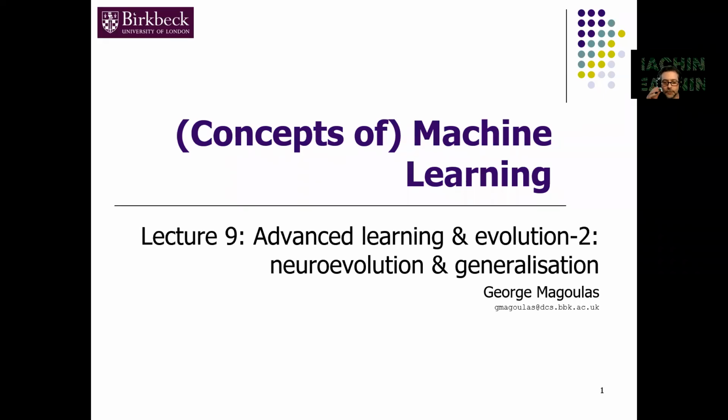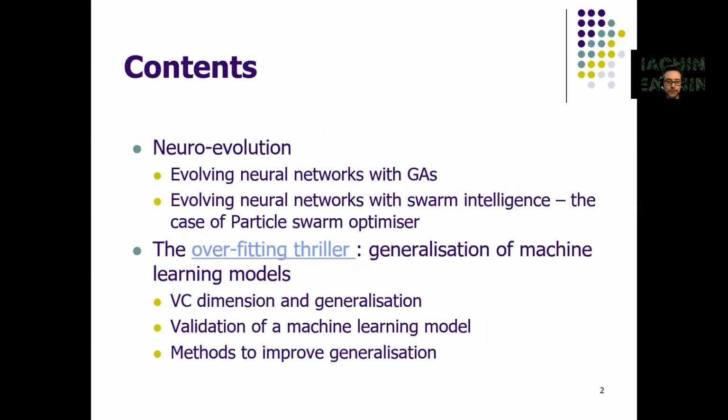Welcome. This is the second lecture on advanced learning and evolution, and today I'm going to concentrate on neuroevolution, approaches for evolving neural networks, population of neural networks, and a few things about generalization. What's the problem? What are the methods which are commonly used to improve generalization?